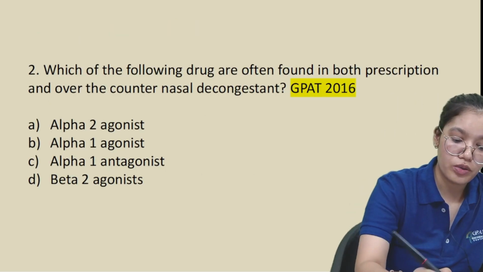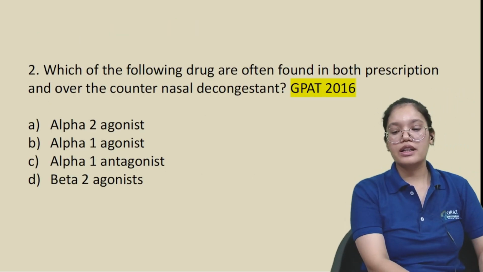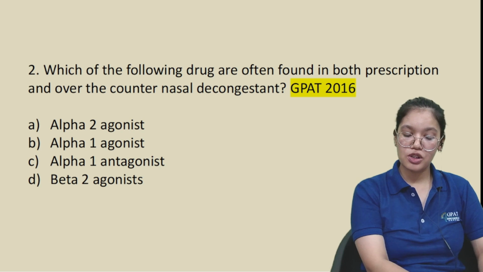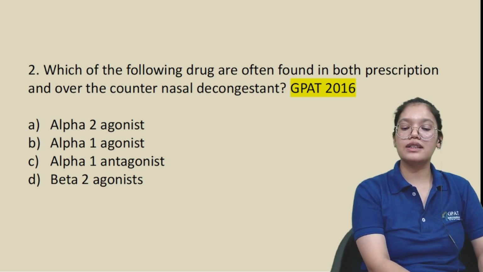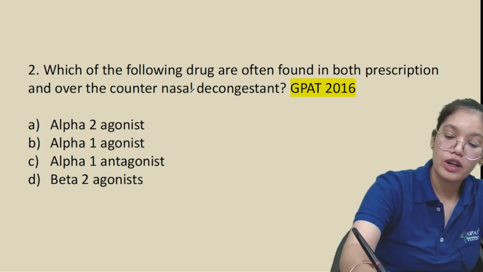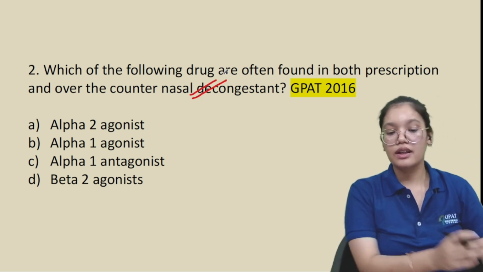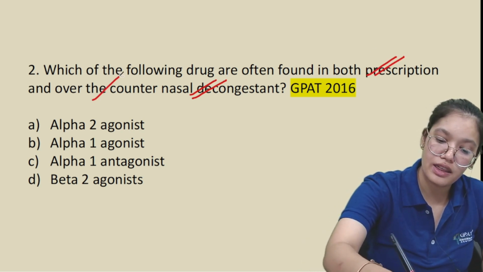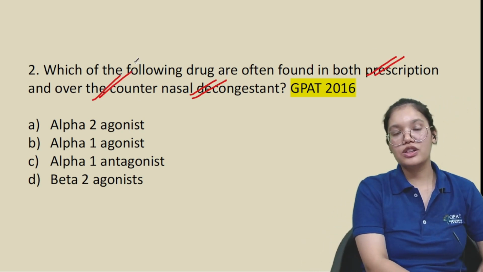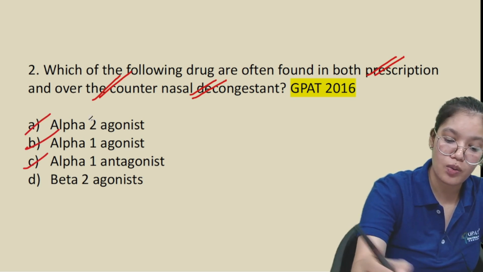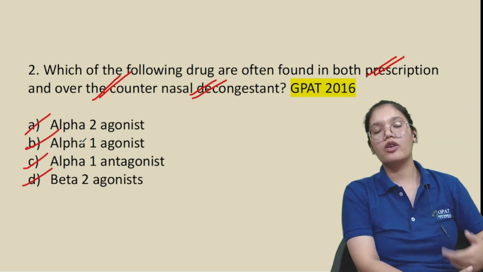So moving forward to the next question, that is from GPAT 2016. Which of the following drugs are often found in both prescription and over-the-counter nasal decongestants? Now they are asking for a nasal decongestant drug that is both a prescription and an over-the-counter drug. Which of these: the alpha-2 agonist, alpha-1 agonist, alpha-1 antagonist, or the beta-2 agonist?